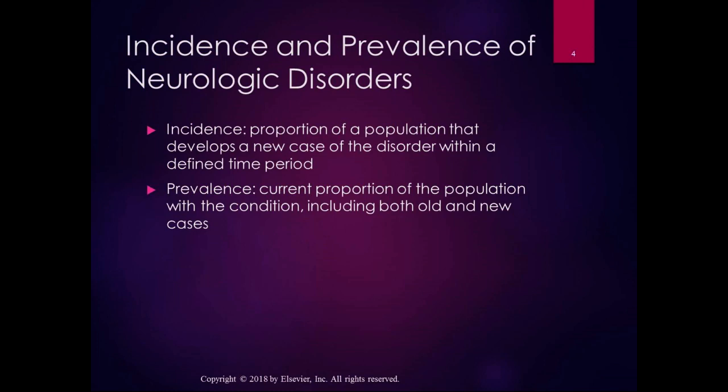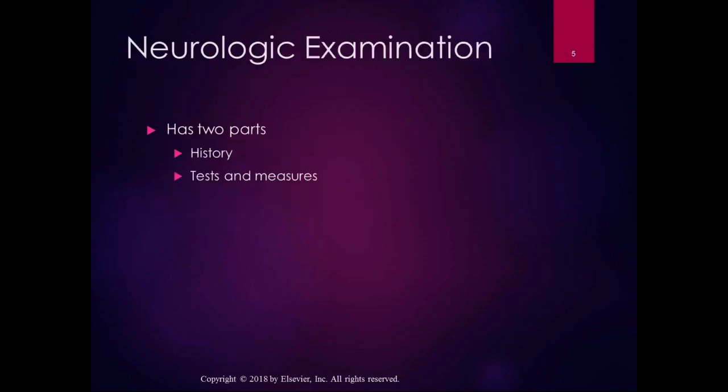So it's sort of a way of expressing how often things come up and are diagnosed as a new case of something, and then how much of it is in the current population. So I would like you to know those definitions.